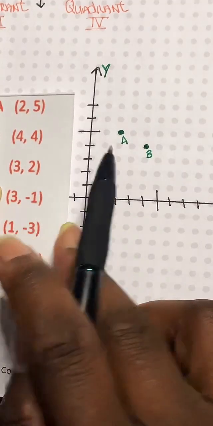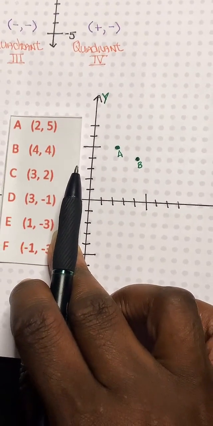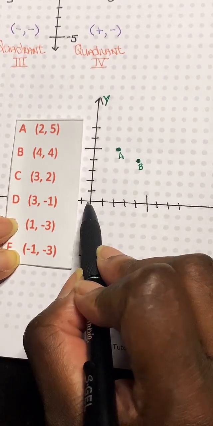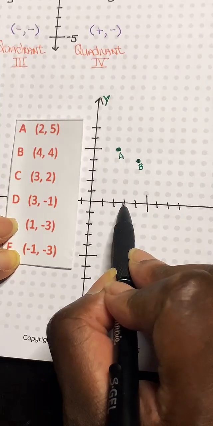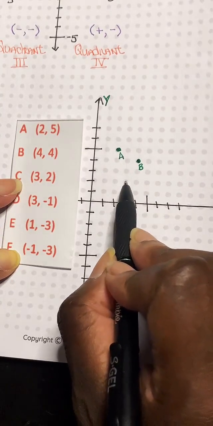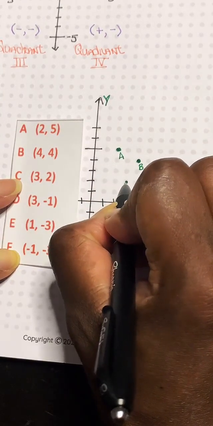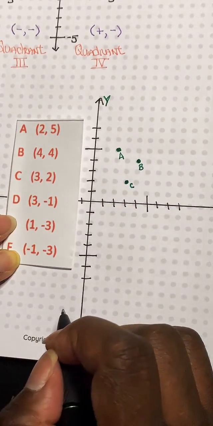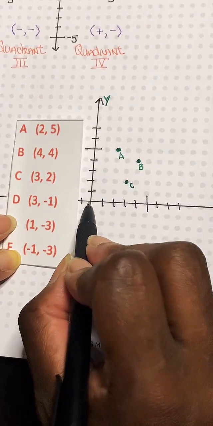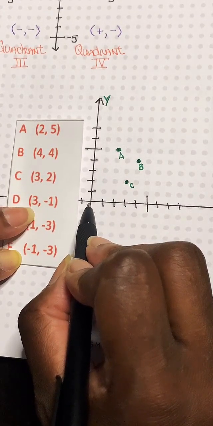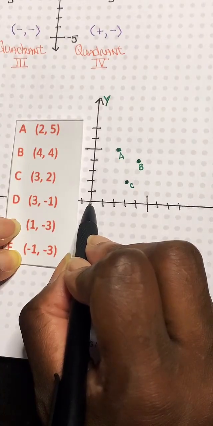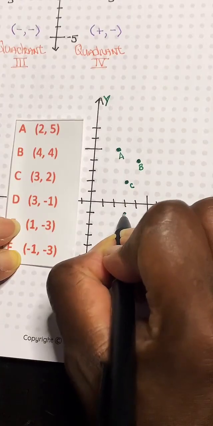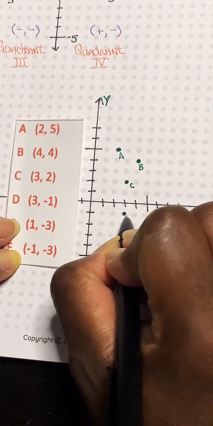C is (3, 2). So that means starting at the origin, going to the right, 1, 2, 3, and then going up 1, 2, plotting a point. And that's my C. So for my D, it's (3, -1). Going to the right, 1, 2, 3, and then down 1. And that's point D.